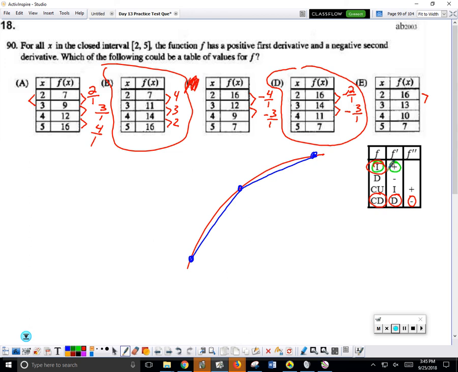This is the slope. The problem with using the word if. Yeah, it isn't increasing and decreasing at the same time, but I'll show you what's happening. So which one is it? Is it B or is it D?